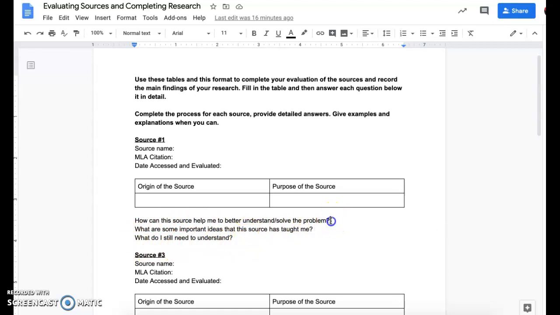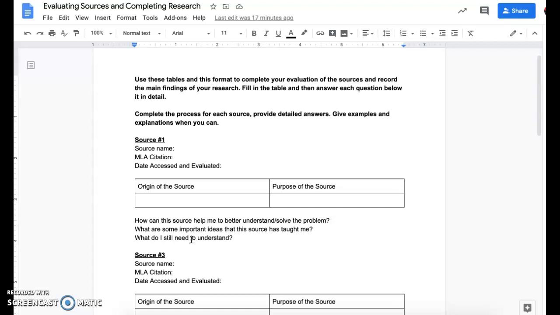So in this question, you're really going to be applying critical thinking, looking at the origin and purpose, and explain how that source, based on where it comes from and why it was made, can help you to better understand or solve the problem that you made in your question, okay? So you're going to put together what you've looked at in the origin and purpose to answer that question. The second question, what are some important ideas this source has taught me? In there, you're going to summarize the main ideas of what you're learning from that source.